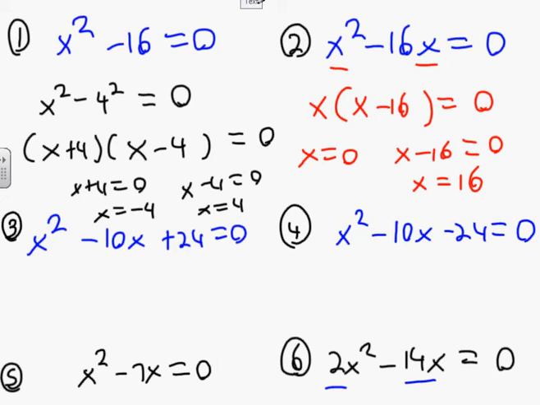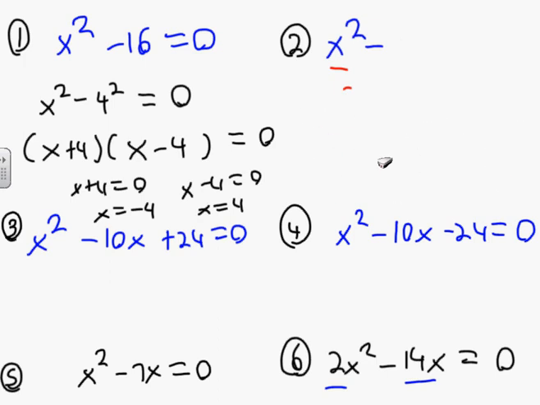Just while we're at it, I'm going to do a bonus question very similar to that. Now this question is very similar to number 1. This question is going to be x squared minus 49 equals 0. Is there any letter you can take out in common? No. So, what number when squared gives you 49?